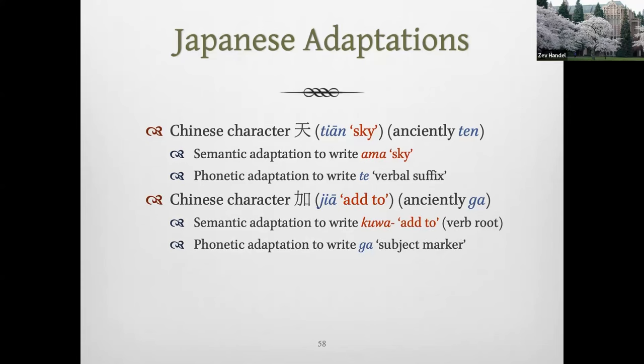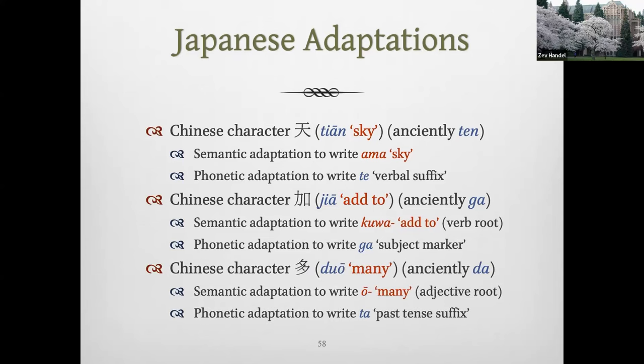This character, which in modern Mandarin is pronounced jia and means add to, in ancient times was pronounced ga in Chinese. It was adapted from its meaning to write kuwa, the root of kuwaru, meaning to add, but was adapted for its sound to write the Japanese subject marker ga in Japanese grammar. And one more example, this Chinese character, anciently pronounced da, meaning many, was used to write the Japanese root o for the adjective many, but by sound also to write a grammatical bit, the past tense suffix, which sounds similar to the pronunciation of the Chinese character.